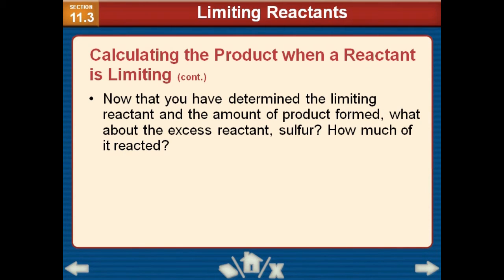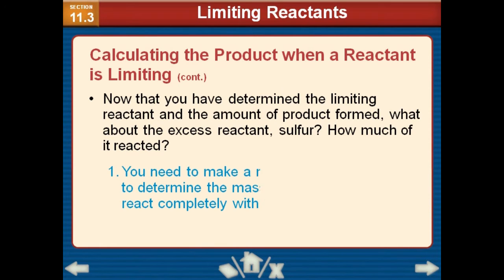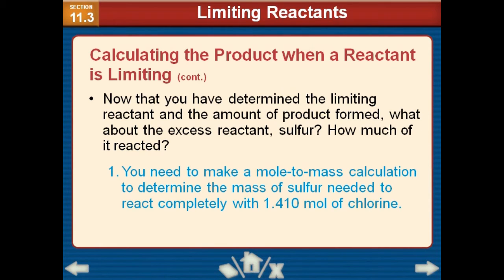Now that you've determined the limiting reactant and the amount of product formed, what about the excess reactant, sulfur? How much is reacted? You need to make a mole to mass calculation to determine the mass of sulfur needed to react completely with 1.410 moles of chlorine. 1.410 moles of chlorine times 1 mole of sulfur over 4 moles of chlorine from the balanced equation equals 0.3525 moles of sulfur.